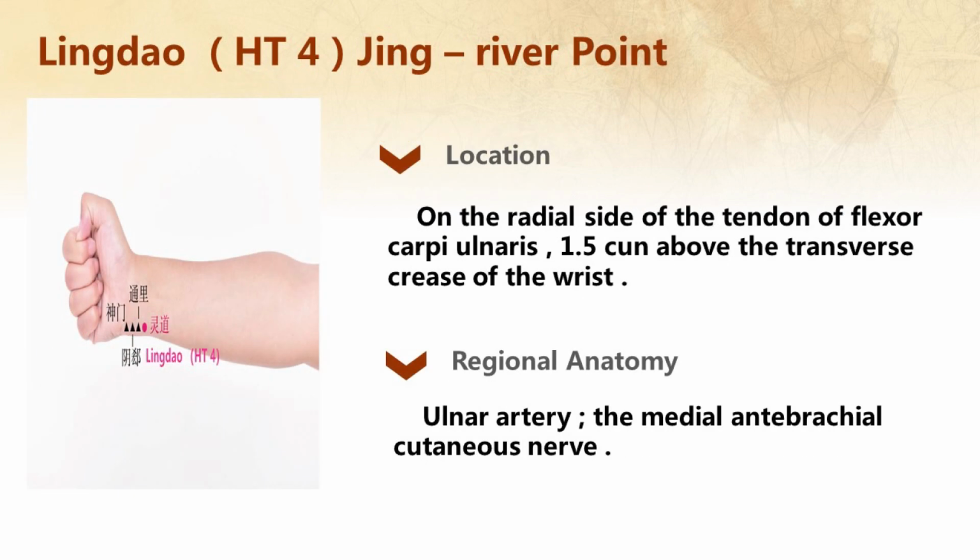The third point is Lingdao. The acupoint is located on the radial side of the tendon of flexor carpi ulnaris, 1.5 cun above the transverse crease of the wrist. The location of this acupoint contains the ulnar artery and the medial antebrachial cutaneous nerve.